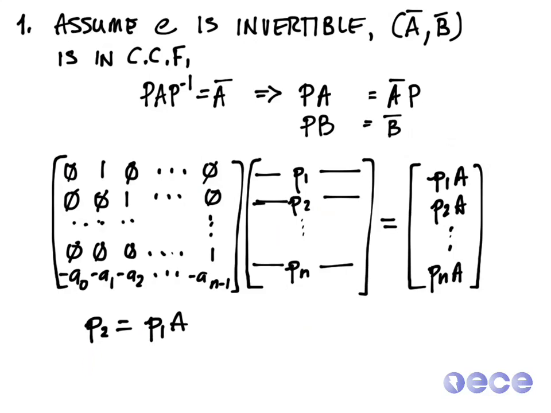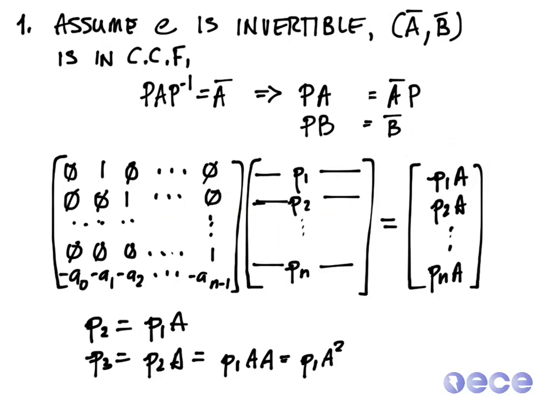P3 will be equal to, because we take now 0 for P1, 0 for P2, 1 for P3, P2 times A. So P3 is equal to P2 times A, but P2 was equal to P1 times A. So P3 is equal to P1 times A times A, which is equal to P1 A squared.